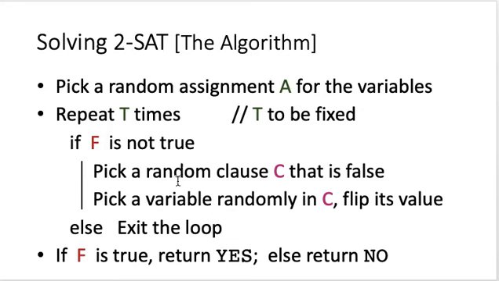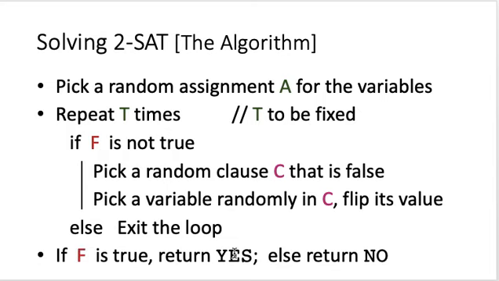So this is the case where f is not true. On the other hand, if f is true under the current assignment A, we can exit the loop directly. So as long as f is not true, we are going to pick a random clause and flip a variable. We do this for t times. After that, whenever we have exited the loop, either due to this part or after running it for t times, we will check whether f is true for the current assignment. If so, we will return yes. Otherwise, we will return no.